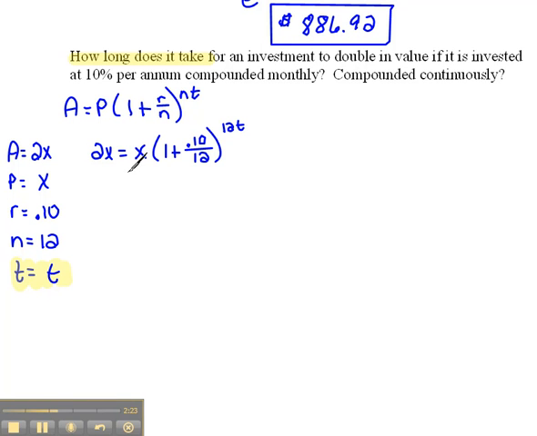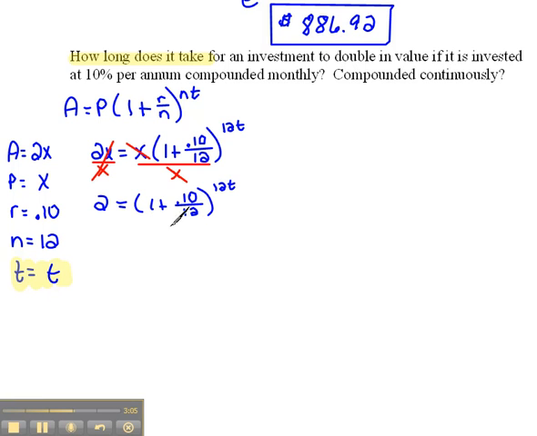Alright, so to get started here, you notice how we have 2 times x over here, and we have x times something over here? Let's divide both sides by x to get rid of it. When we do that, the x's cancel out, and now we have 2 equals (1 plus 0.10 divided by 12) to the 12t power. It doesn't really matter what you start with. You're going to end up with twice that amount. We could have literally put in a number here. We could have put in 1,000 and 2,000. And then when we divide by 1,000, we're going to still end up with the exact same equation.